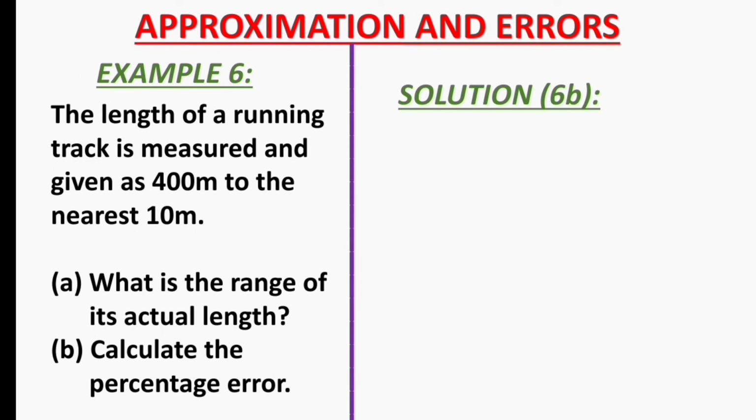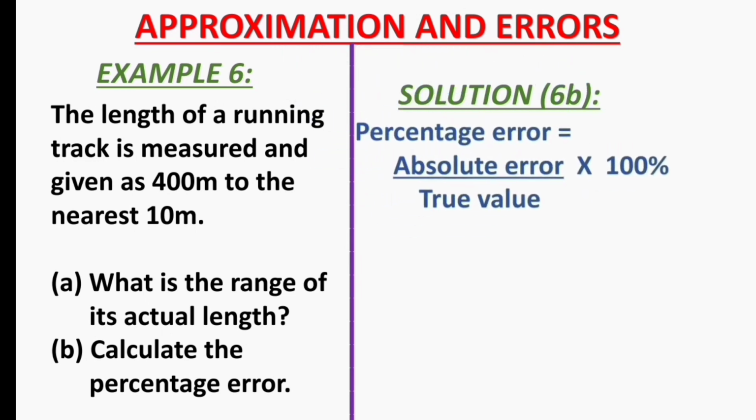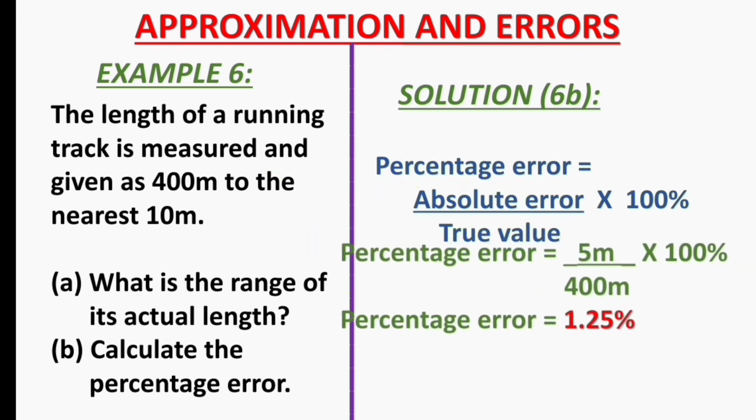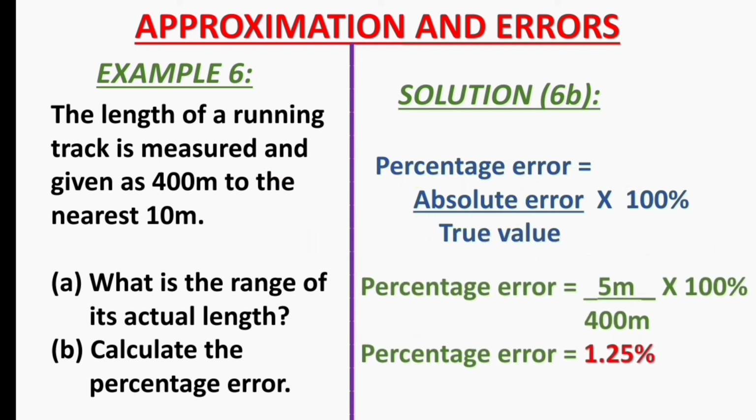To know the solution to question 6b, to calculate the percentage error, the formula for percentage error is the absolute error divided by true value times 100%. That makes the percentage error to be 5 meters divided by 400 meters times 100%. Our percentage error is 1.25%. I hope the solution to question 6 is clear to you.